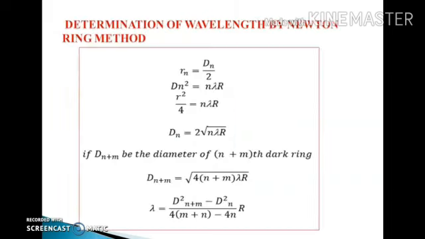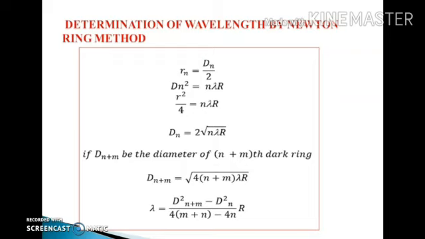We have already derived the formula for the diameter of dark rings. As you can see, Dn equals 2 square root of n lambda R. So, if Dn plus m is the diameter of the (n plus m)th dark ring, we will get Dn plus m as square root of 4(n plus m) lambda R.